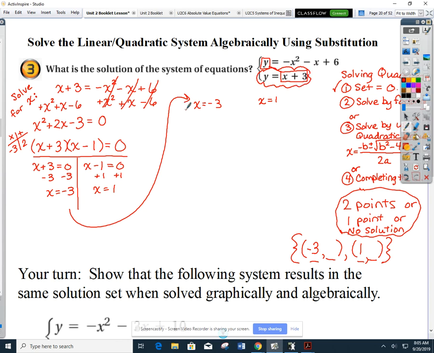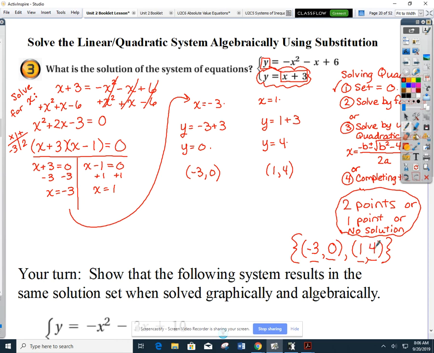So if x equals -3, then we're going to have y equals -3 plus 3. So y is equal to 0. When x equals 1, we have y equals 1 plus 3. So y equals 4. Now, we know that the -3 goes with the 0, and the 1 goes with the 4. And I'm going to put those into my solution set.